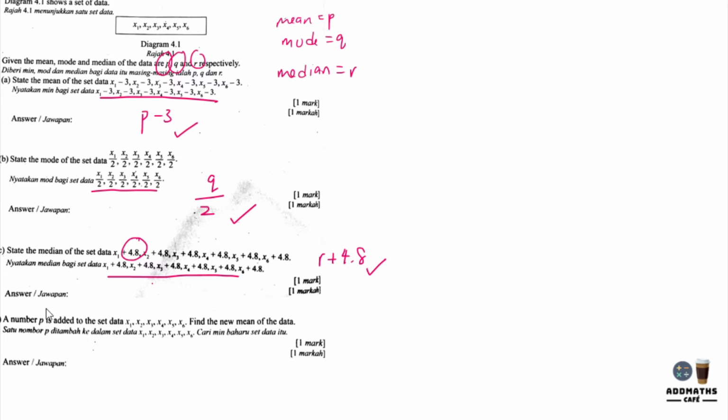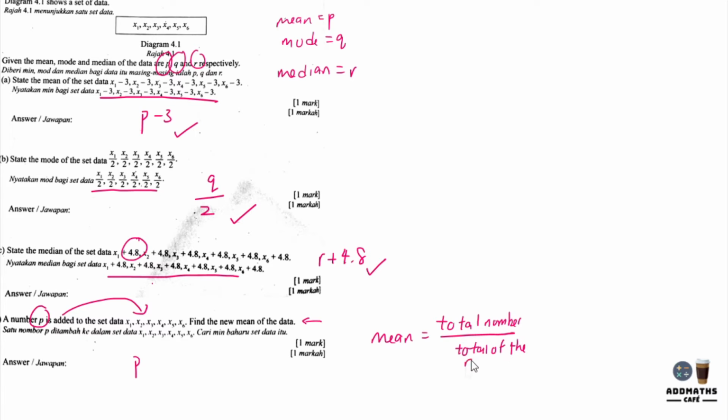A number P is added into the set of new data. So actually you have 6 data, and the mean is P. So it's added into this data. So find the new mean of the data. To find the new mean, a number P is added. So originally, to calculate the mean, you need to use the total number divide by the total of the number.